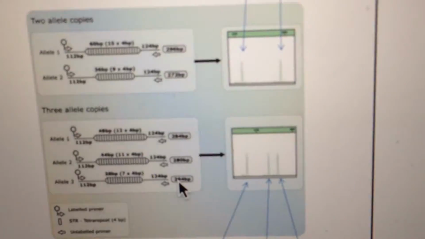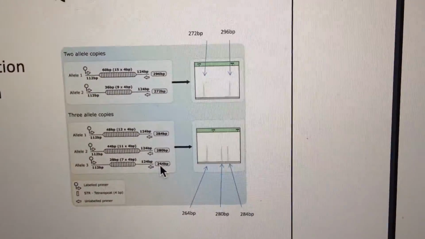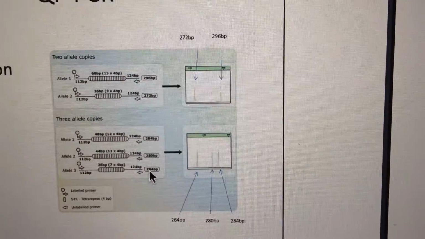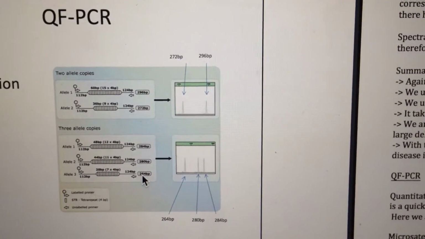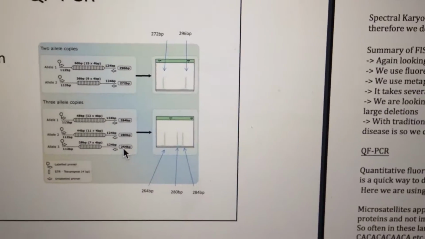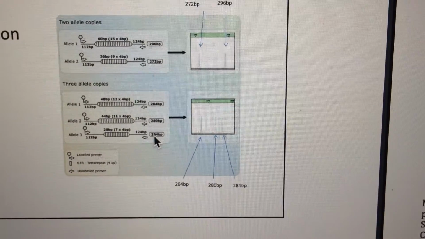I'm going to show you a quick picture of what it would look like. And here we can see clearly. As I was saying, normal would have 2 peaks. As we run the QF-PCR through the machinery, we'll be able to see how many peaks. The 2 peaks would be normal, the 3 peaks would indicate trisomy.